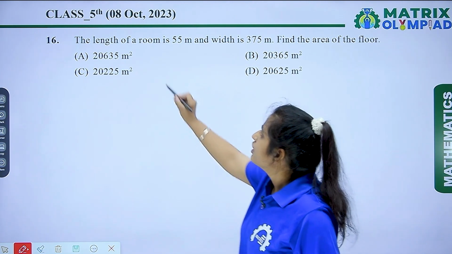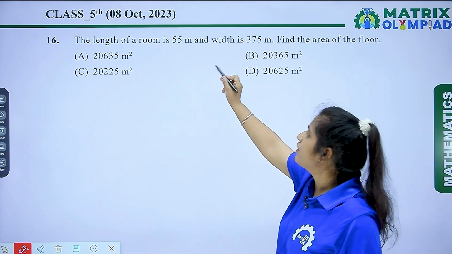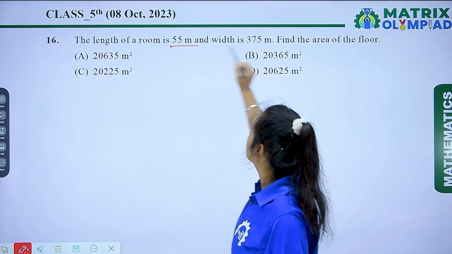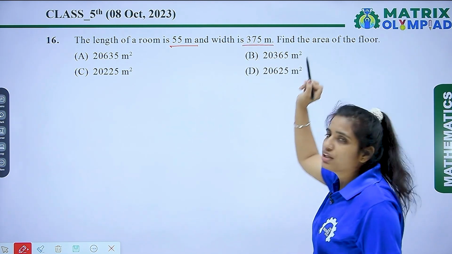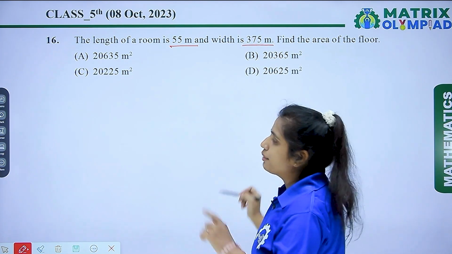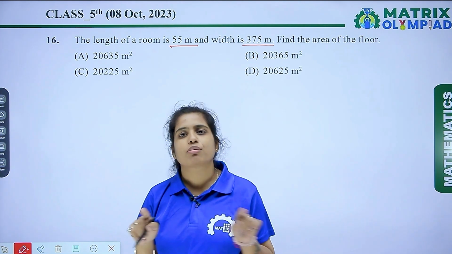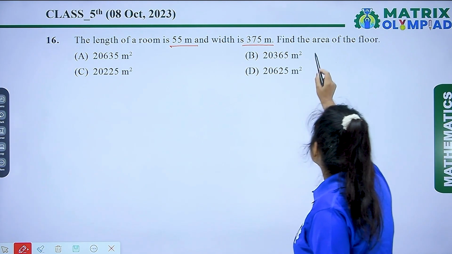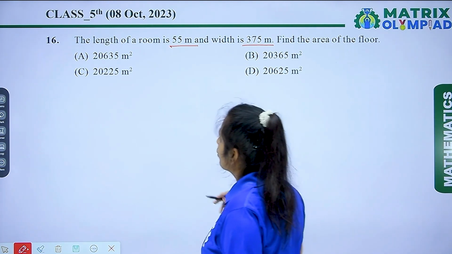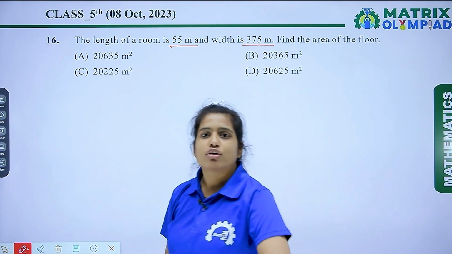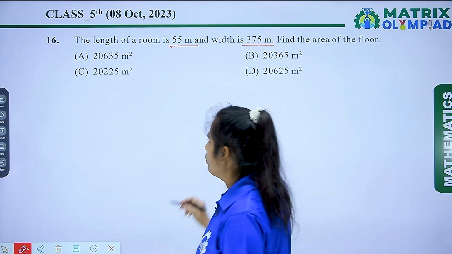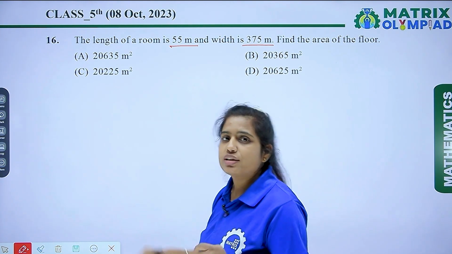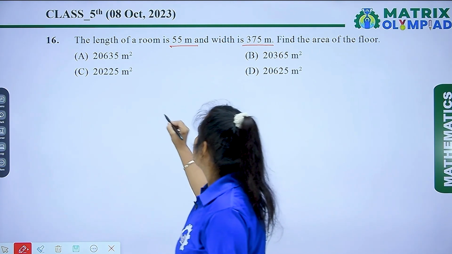In this question, the length of a room is 55 meter and width is 375 meter. तो आपके पास 55 और ये है आपके पास width 375 meter. It means आपका जो room है उसकी length और breadth आपके पास given है. तो room की shape क्या होगी? Rectangle. Find the area of the floor. Now we have to find out the area of the floor. तो floor भी क्या होगी? आपके rectangular shape की होगी. Room है, room आपका cuboid shape का होगा जिसमें length और breadth आपके पास given है.